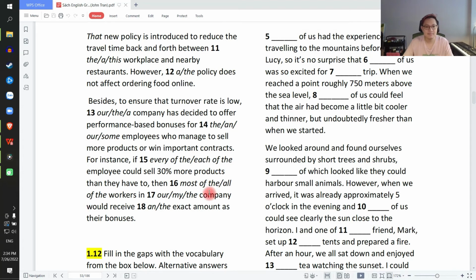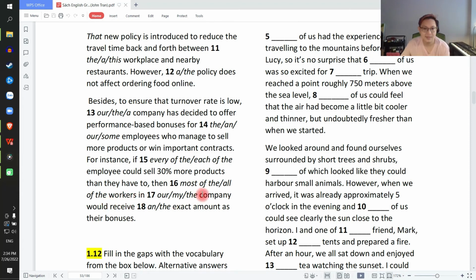16, you cannot say that most of the workers will receive the amount as their bonuses, because if each of the employees could sell 30% more products and most of the workers will receive a bonus, it means some will not receive a bonus, and that is not fair. It's not true to the situation. So all the workers should receive bonus.